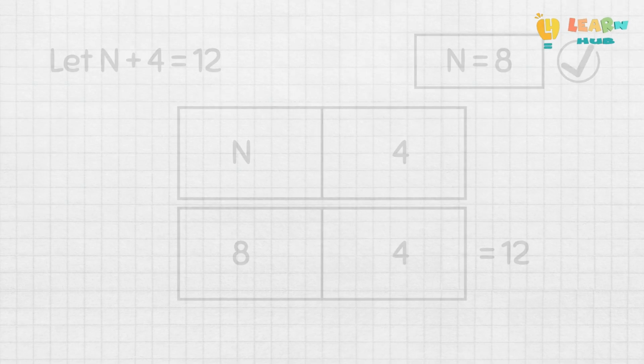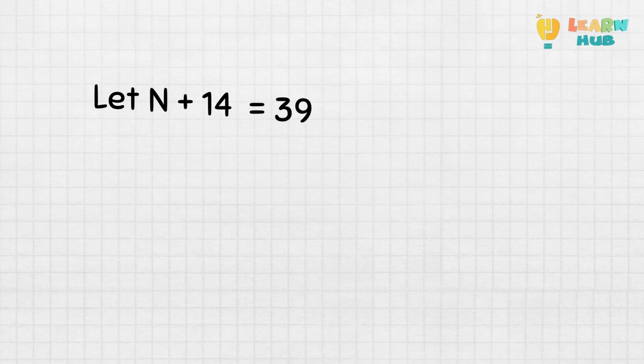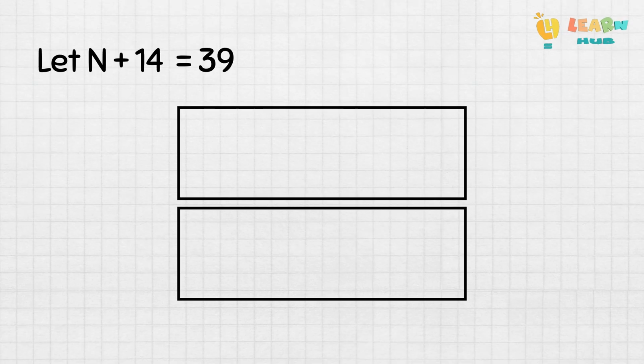Let us have another example. Try this. n plus 14 equals 39. First step is to draw two bars. The one on top represents n plus 14. The bottom represents 39. What shall we do next? Cut a portion on top equivalent to 14 and another to represent n.